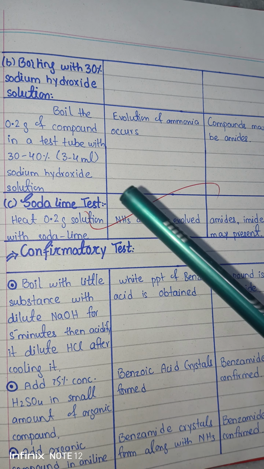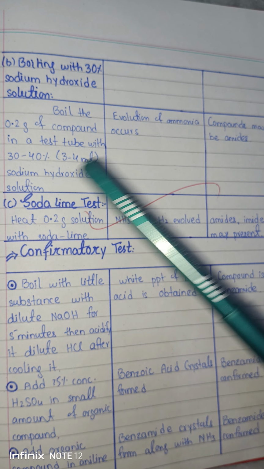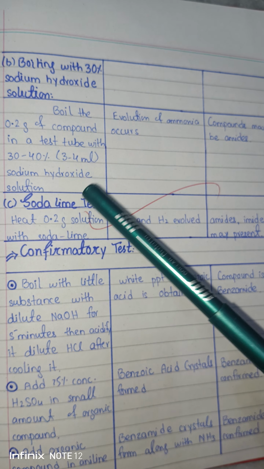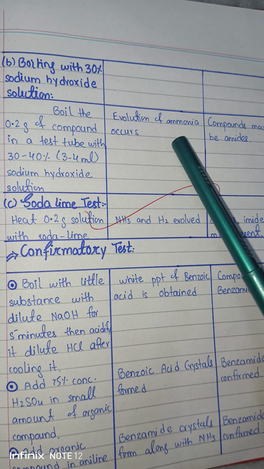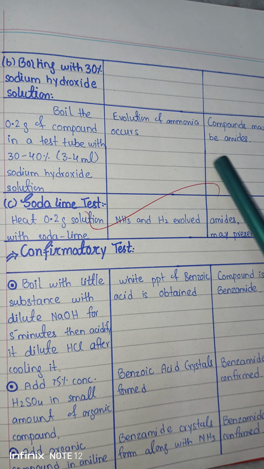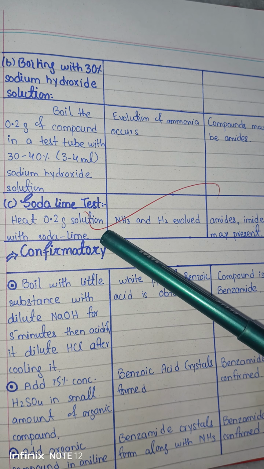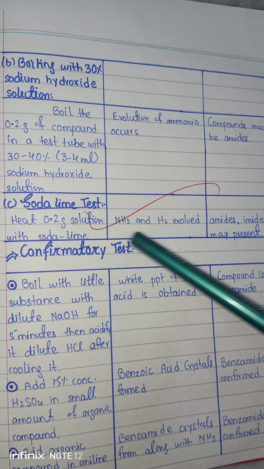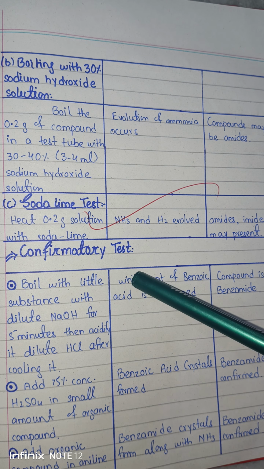Second, you will boil with the sodium hydroxide solution. Boil 0.2 gram of the compound in a test tube with the sodium hydroxide. Evolution of ammonia: here ammonia gas will be released, which confirms that the amide is present. Then the soda lime test: you will also add soda lime, and again ammonia evolves, which indicates that the amide is present.